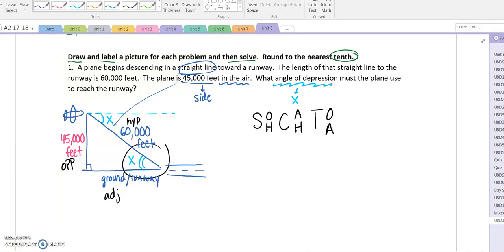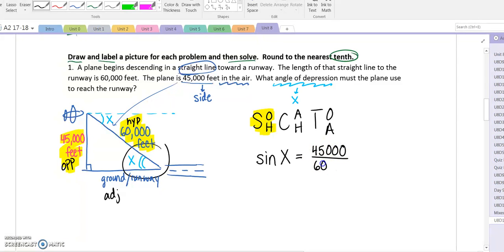All right, the trig equation, I'm going to use my highlighter to help me out. I know this side, that's opposite. I know this side over here, that's hypotenuse. Opposite and hypotenuse is sine. And remember, the equations always go sine of our angle, x, is going to equal opposite, so 45,000, divided by hypotenuse, which is 60,000.